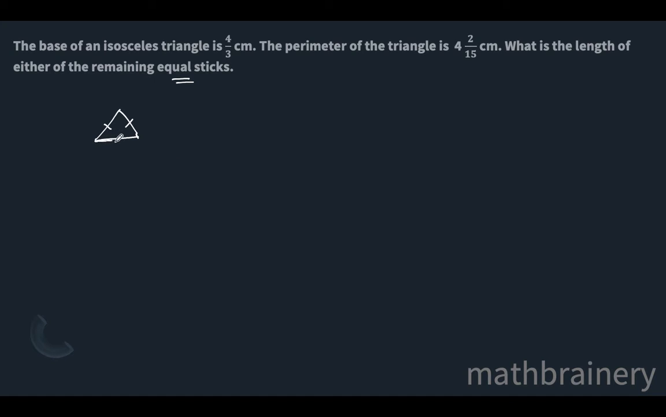According to the question, the base of the isosceles triangle is 4 by 3 centimeters. The perimeter of the triangle is 4 2 by 15 centimeters. What is the length of either of the remaining equal sides? So we want to find out the length of these equal sides of the triangle. So let us assume these equal sides are of length x centimeters. Okay. Now what is given? Perimeter of the triangle is 4 2 by 15 centimeters. This is a mixed fraction.